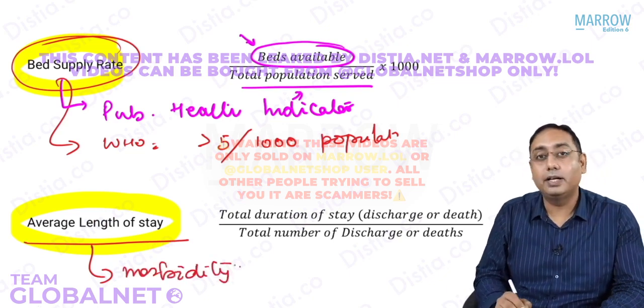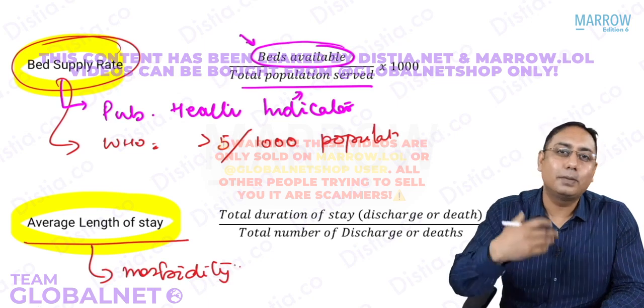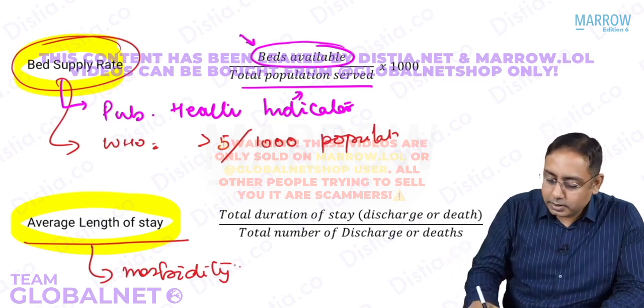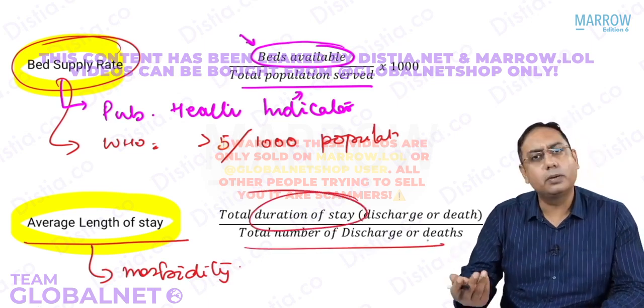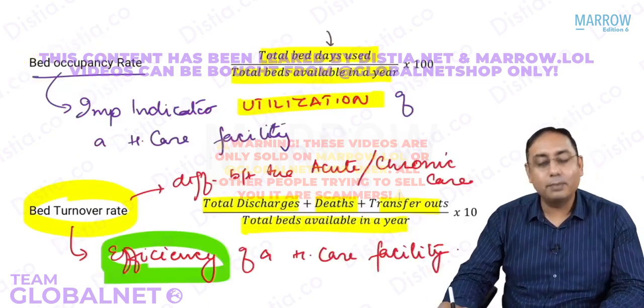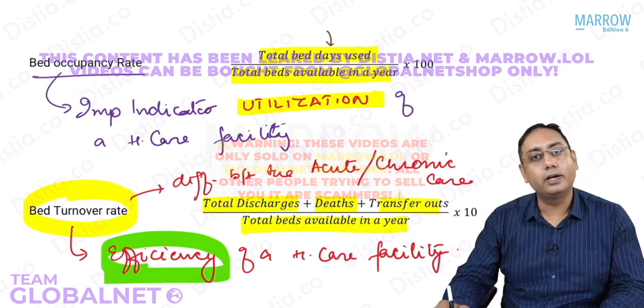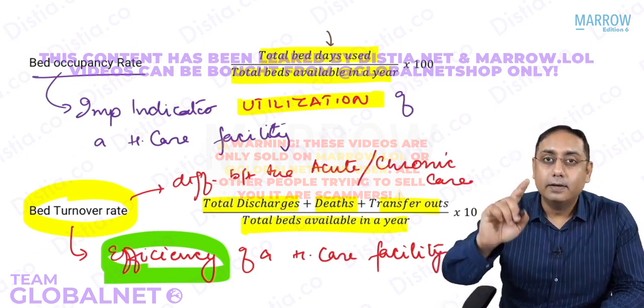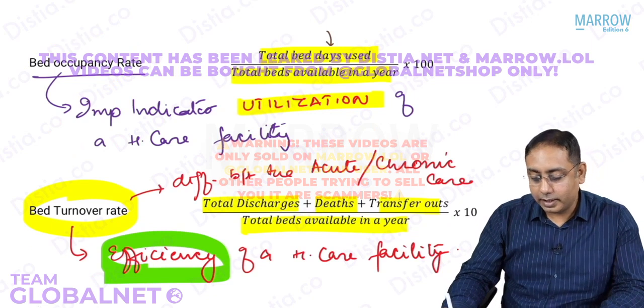Average length of stay will tell you what level of sickness and what type of sickness is prevalent in the area. So it is the total duration of the stay divided by the total number of discharges. That is the average length of stay. So please note, this can be your MCQ. What do you mean by the bed turnover rate or the bed occupancy rate? They both are the utilization indicators.